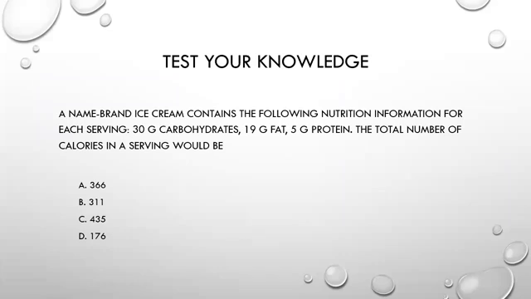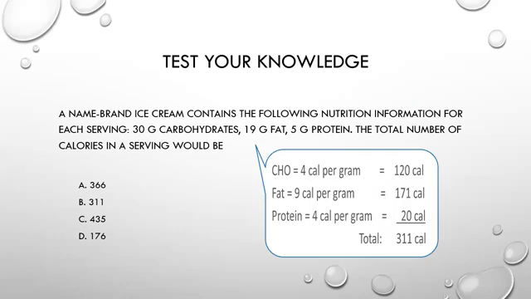So a name brand ice cream contains the following nutrition information for each serving: 30 grams carbohydrates, 19 grams of fat, 5 grams of protein. The total number of calories in a serving would be what? Now, mind you, we have not gone over this yet in this PowerPoint, but you do need to know this part. This is just going to be good knowledge to know going through the program. So this is basic math, okay? Each macronutrient has a certain amount of calories per gram, okay? So as you can see, this is broken down here, okay? It's math. None of us love it, but let's figure it out, okay?